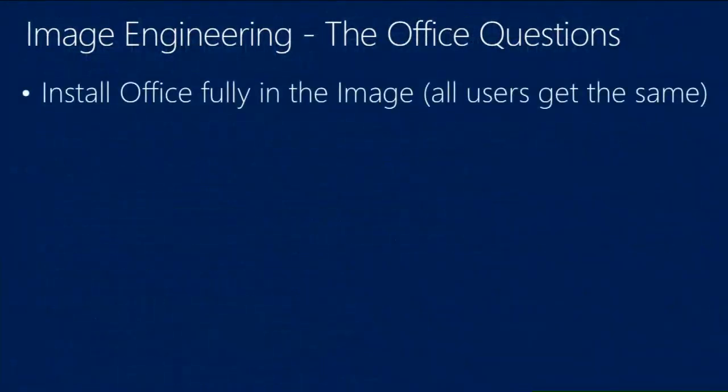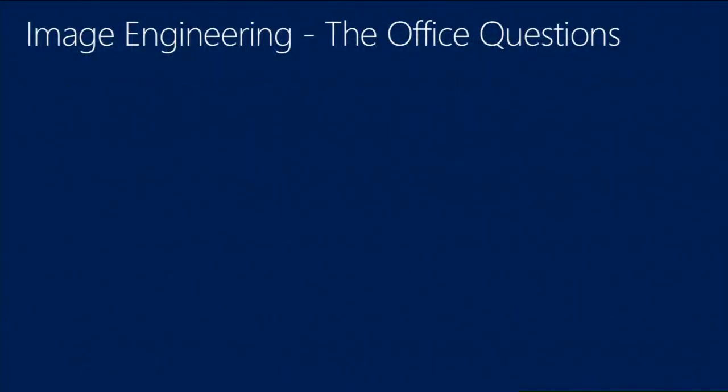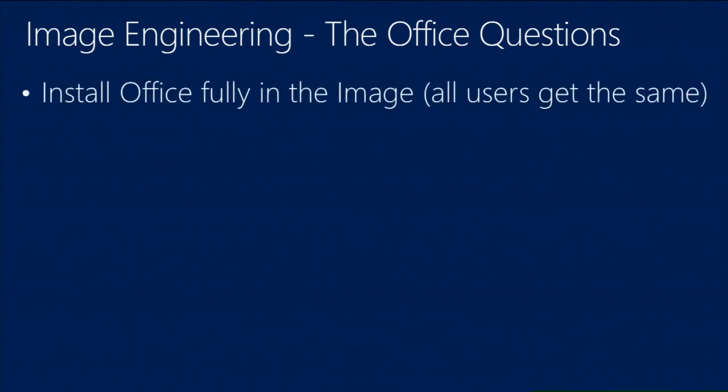Now, that's the general questions around the image. What about Office? Office 2010, Office 2013. Typically, we see 3 options for Office. And this, again, comes back to the deployment techniques that you're going to use. So first, install Office fully in the image. You run setup. Office gets installed as part of the image engineering process, and everybody gets the same version of Office, the same apps. Everything's configured exactly the same for all users because it's part of the image.